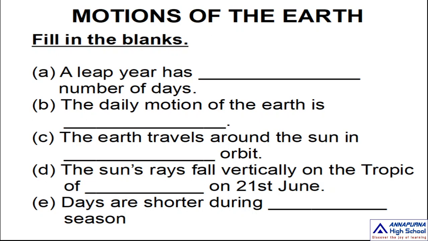Next, the daily motion of the earth is rotation. Next, the earth travels around the sun in one fixed orbit. What is the shape of that orbit? Elongated shape. The sun's rays fall vertically on the tropic of dash on 21st June. On 21st June, the sun's rays fall vertically on the tropic of Cancer.